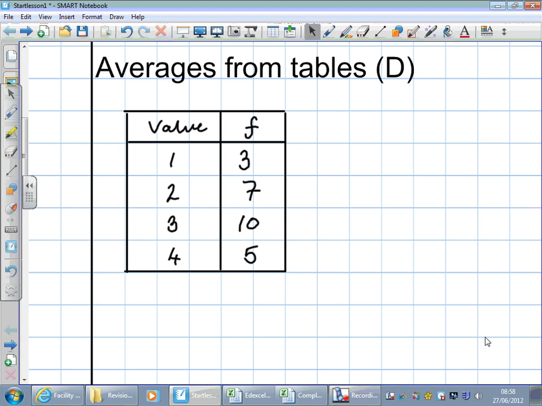Averages from tables, grade D. Here's a table. It shows the values, and it shows how often they occurred. In the column headed F for frequency, there were 3 1s, 7 2s, 10 3s, and 5 4s. So the first thing we're going to find is the mode.